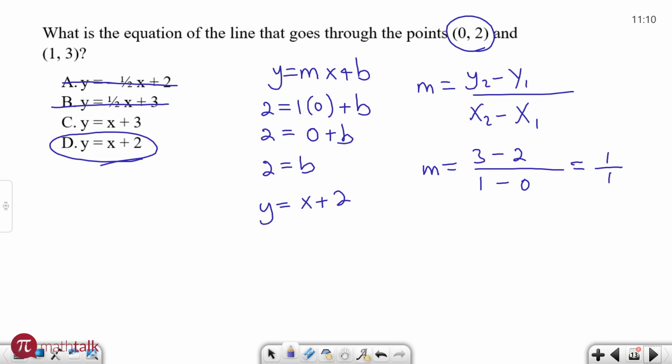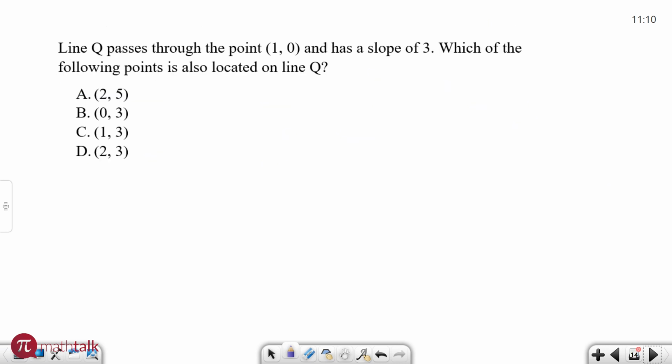Let's look at one more example. This one says line Q passes through the point (1, 0) and has a slope of 3. Which of the following points is also located on line Q? So this is a different type of problem, really. We're not looking for an equation or a graph or a slope or anything like that. We're looking for another point on the line that crosses through a point and has a given slope.